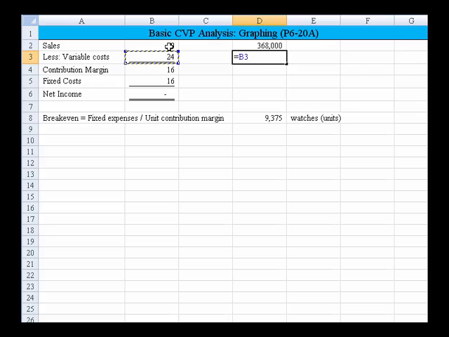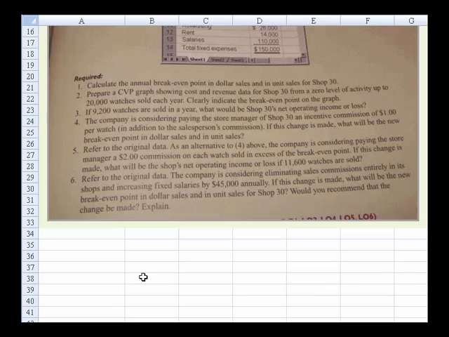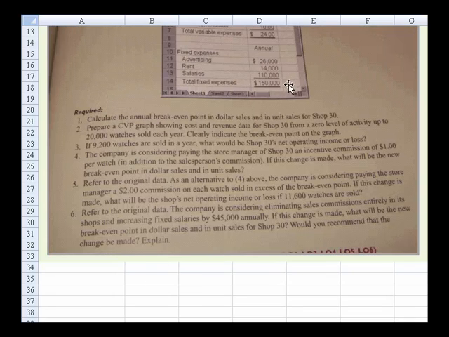Variable cost would equal 24 times 9,200 watches, right? So we'd have 220,000, and then from here we can just subtract the contribution margin. Just copied from cell B4. We can come up with 147,000. We already know that the fixed costs are equal to 150,000. Now, we have that from the left of the mouse right there.